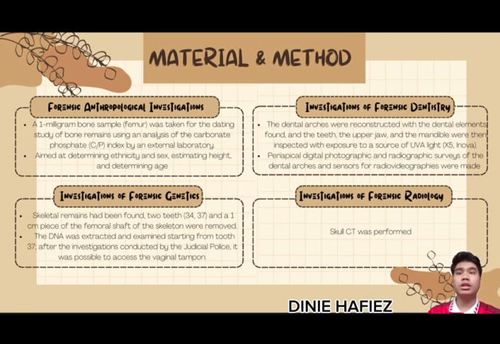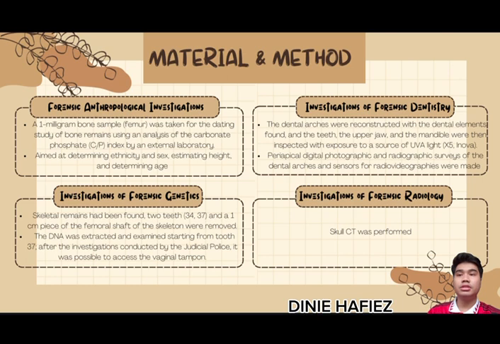To determine the ethnicity, the skull was examined by looking at its sagittal contour, orbits, nation, palate, mastoid, nuchal crest, and many more. For the sex determination, it was examined through the morphological and craniometrical parameters of the skull, and also the morphological parameters of the pelvis.